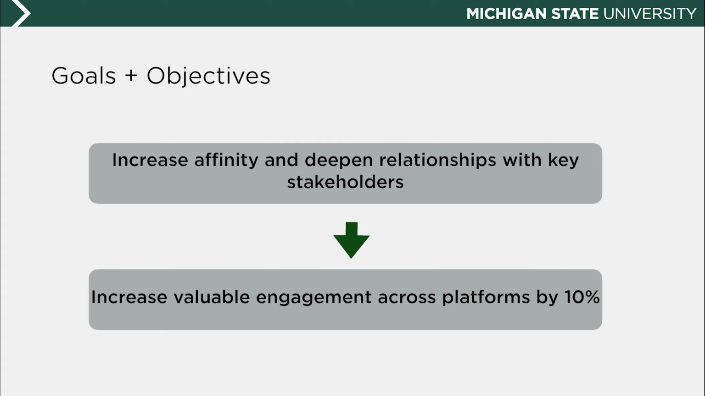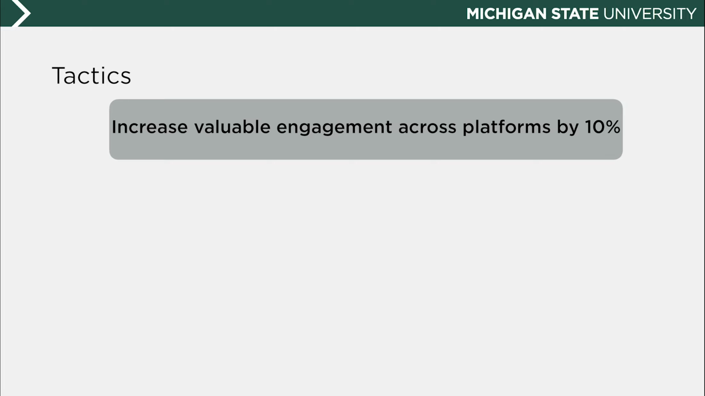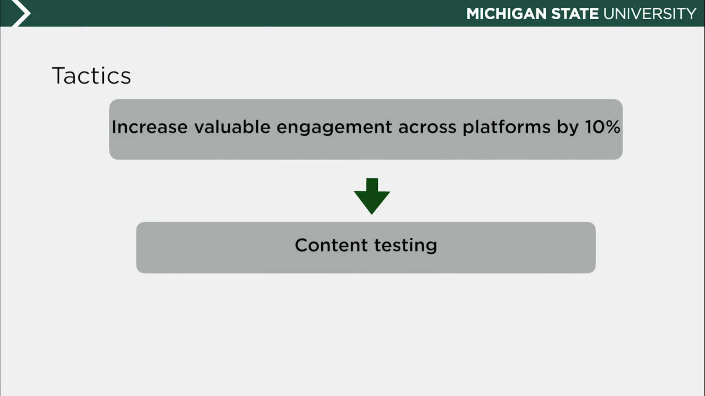So making sure that whatever your goals are, you're really assigning a real value to them in a way that you can actually measure whether or not you moved the needle on that goal. And then thinking through, okay, what are the tactics that we're going to do to try to drive this? So for this particular objective, what can we do to really increase valuable engagement on social?